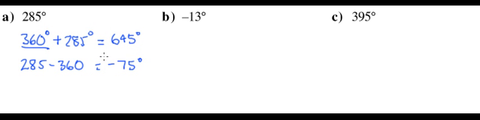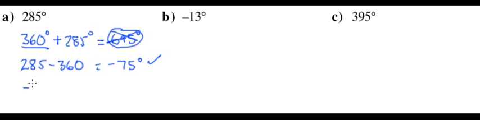Now, in this question, they only want angles that are in the range minus 360 to 360. So this 645 is actually too big. It is coterminal, but it's higher than they wanted. Minus 75, though, is perfectly good. That's a coterminal angle, and it's acceptable to them.